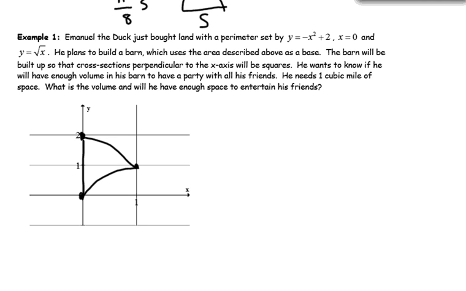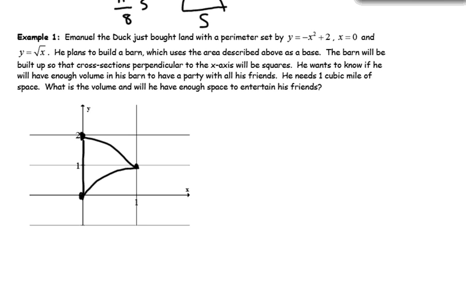Okay, so here's a quick sketch of what this would look like, and I've just done the bounded region. So I'm not doing the rest of the curves, I'm just doing what the bounded region would be like this. Okay, so let's say that Emmanuel the duck just bought land with a perimeter set by what we see there. So his plot of land looks like that if you're looking at that from an aerial view. Then he plans to build a barn which uses the area described above as the base. So he's going to build a barn on the whole property of his land.